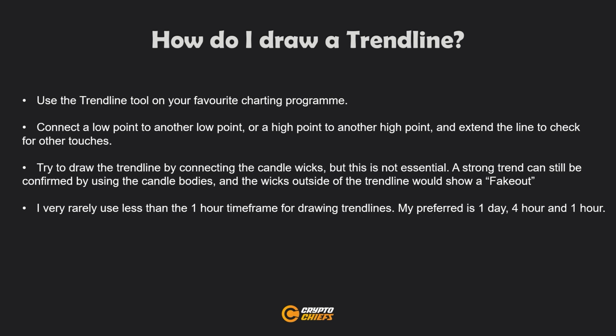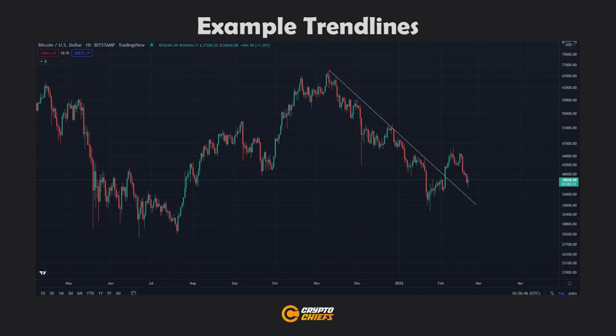A strong trend can still be confirmed by using the candle bodies, and the wicks outside of the trend line would then show a fake out. And again, we'll be looking at an example of that in a minute. Personally, I very rarely use less than the 1 hour time frame for drawing trend lines. My preferred is 1 day and the 4-hour charts to get an overview of the trend, and also the 1 hour for trading too.